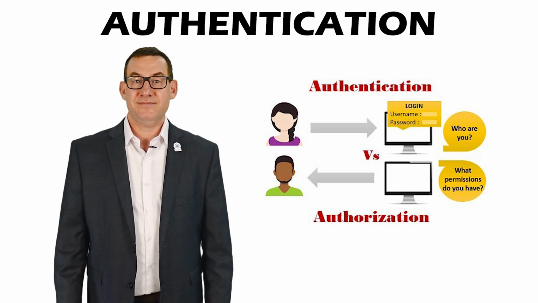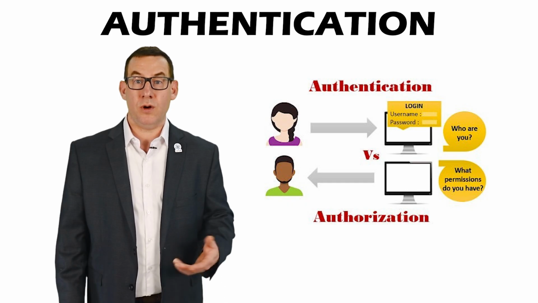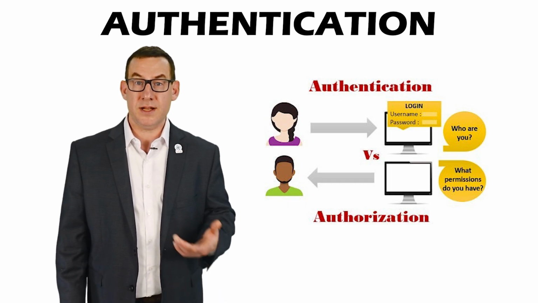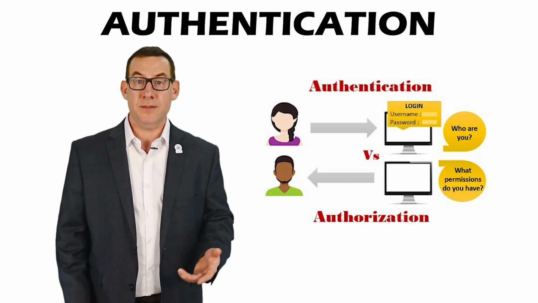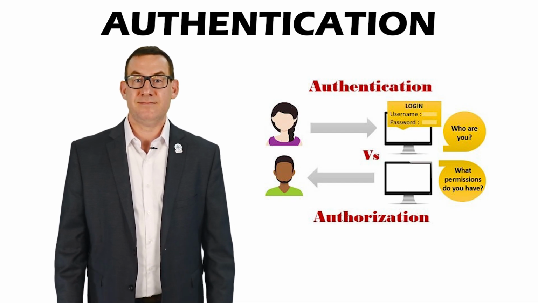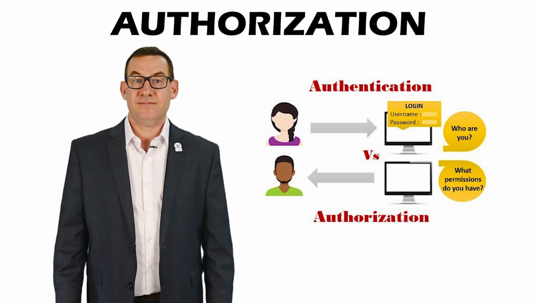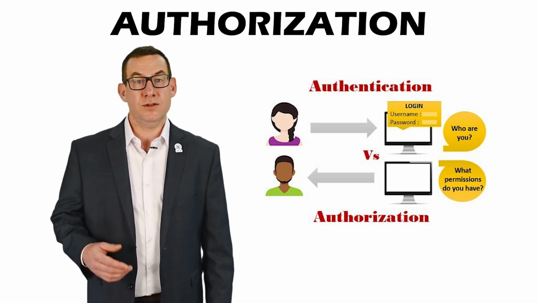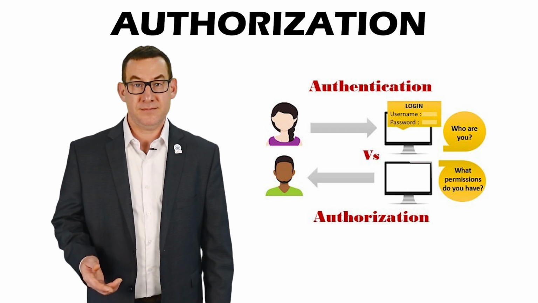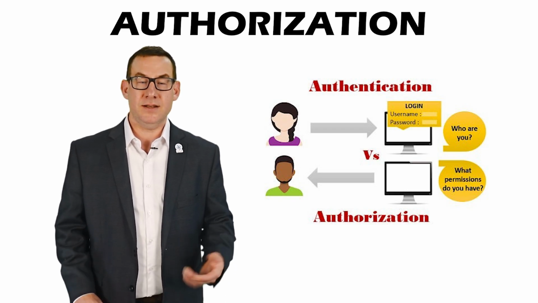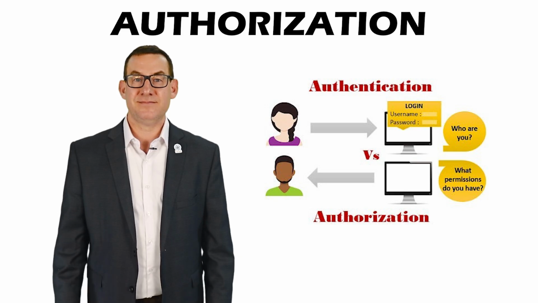Authentication. Authentication verifies who you are, confirming identity through credentials, such as usernames, passwords, or Active Directory logins. Authorization. Authorization defines what you have the right to do after authentication, such as viewing, editing, or deleting data.